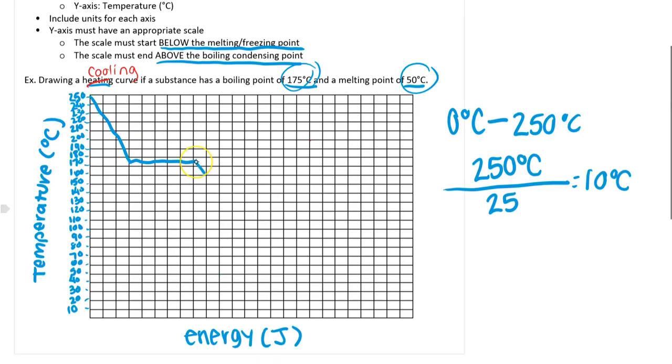Once it turns into a liquid, that liquid is going to decrease in temperature until we reach the melting or freezing point. Melting and freezing take the same amount of energy, so they occur at the same temperature. And then lastly, the solid will decrease in temperature. We should be able to label this curve as well.